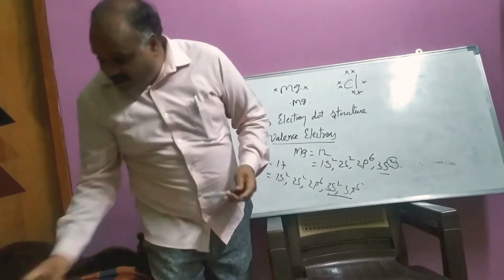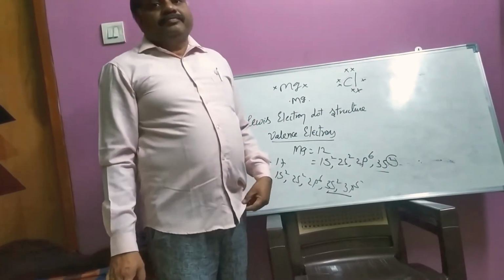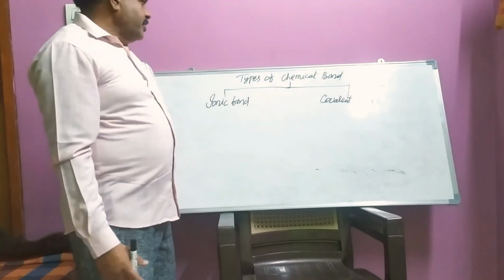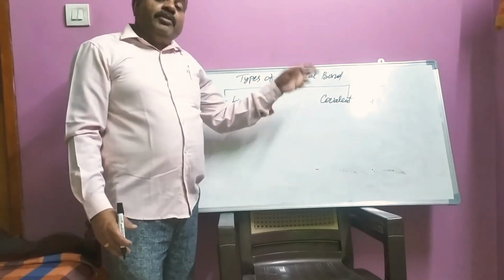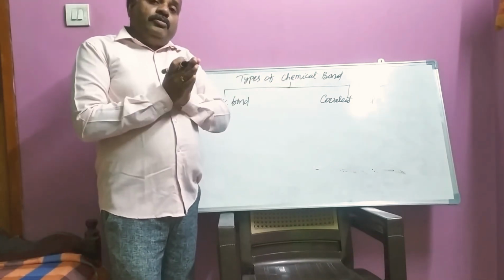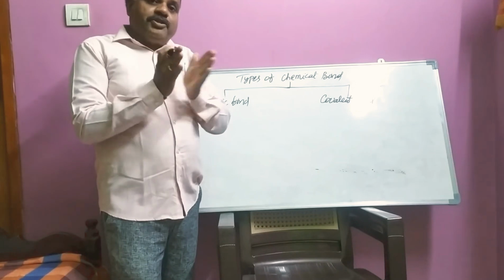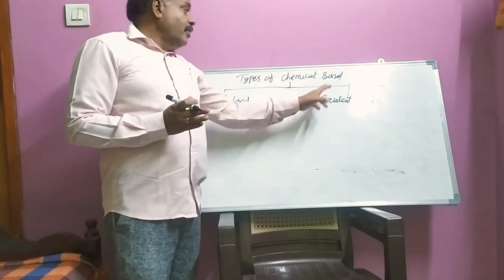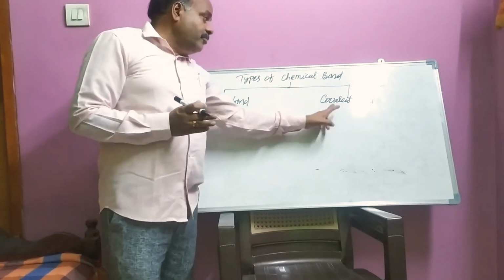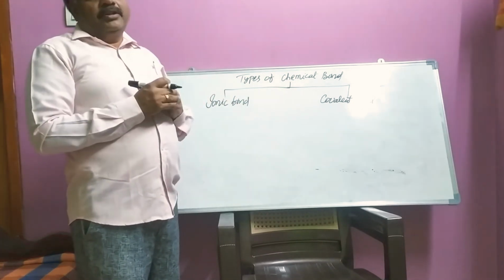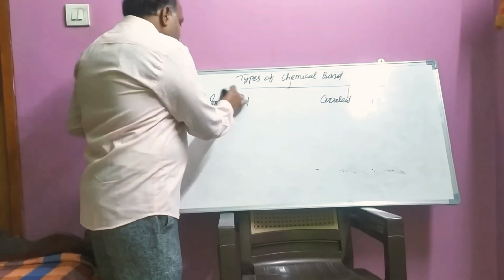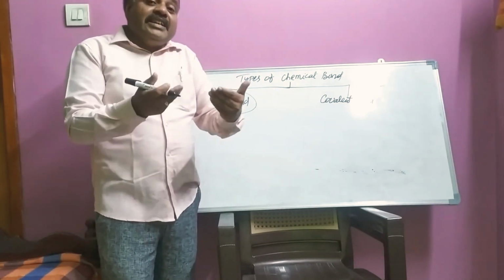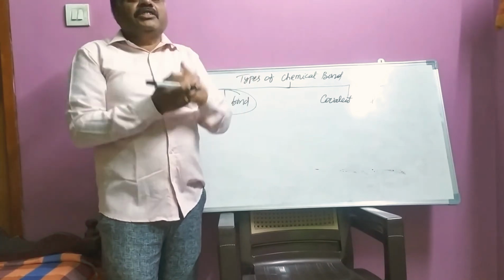Now we discuss types of chemical bonds. According to your 10th class textbook, there are 2 main types of chemical bonds. One is ionic bond, the second one is covalent bond. First I am taking the ionic bond. What is meant by ionic bond? Let us explain with examples.